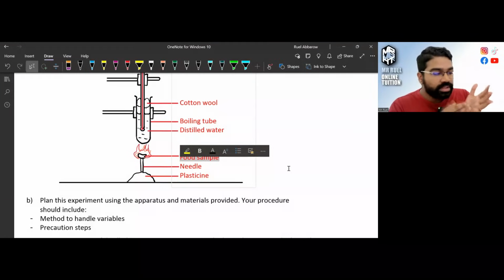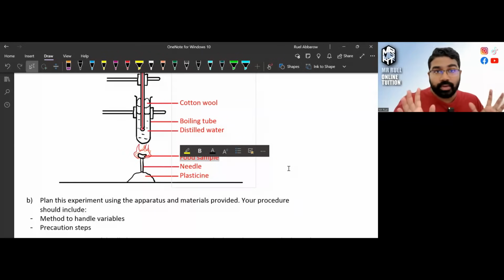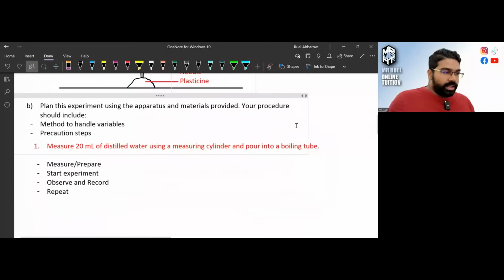If you weigh, please weigh the mass of the food sample using an electronic balance. I don't think they'll make you use an electronic balance, but I don't know. Just be careful. So the measurement is all done.